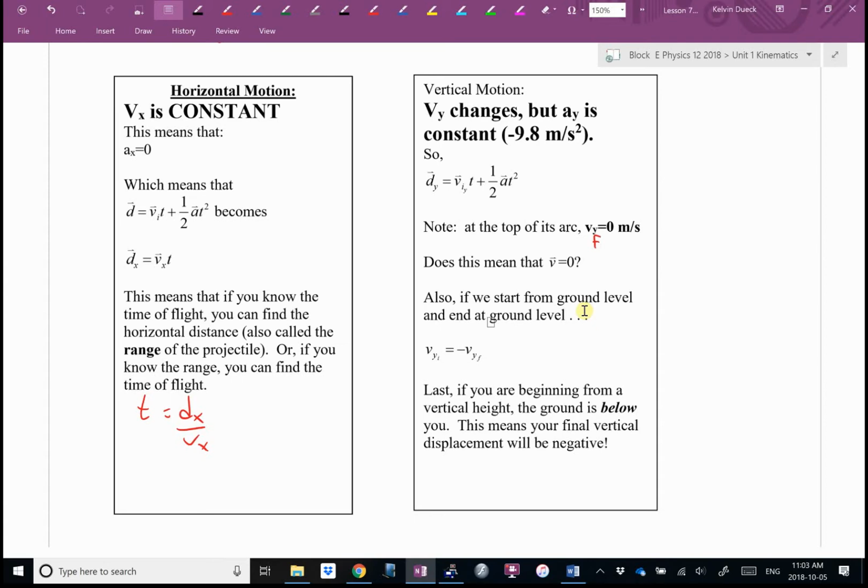Anyhow, if we start and end at ground level, Vy initial will equal negative Vy final. That can be really, really handy. Also, if you start and end at ground level, the vertical displacement is 0. How high did you start? 0. How high did you end? 0. That can be handy sometimes. Finally, if you're starting from a cliff, the ground is below you, and so dy will be negative. You'll either get a negative answer if you're solving for it, or if they give you a height, you'll have to put the negative in front of it when you're doing the calculations.